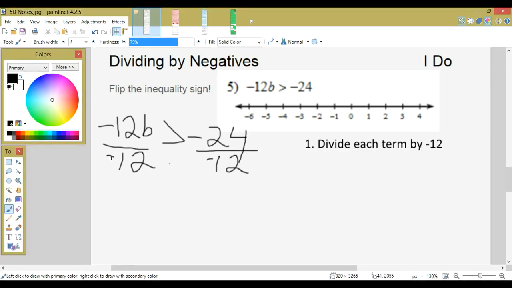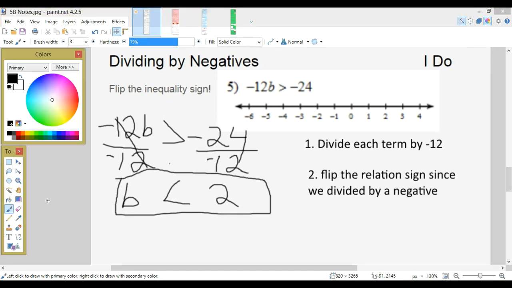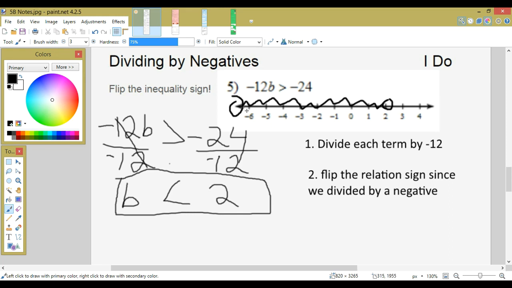Negative 12b divided by negative 12 is 1b. Negative 24 divided by negative 12 is 2. We divided by a negative number, so we're going to flip the relation sign. b is less than 2. From here, to graph this, we find 2, put a hole above it. The arrow is pointing this way, and then we're going to shade the left side.